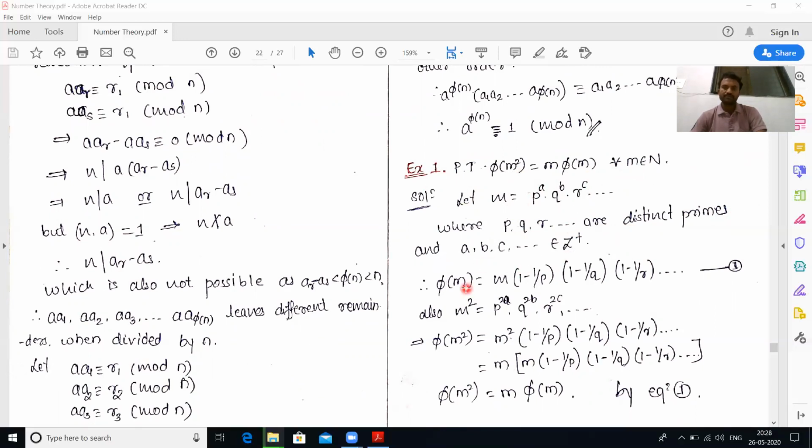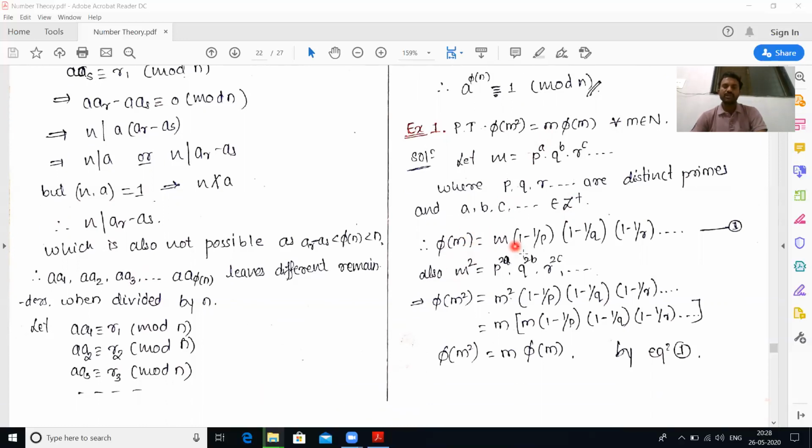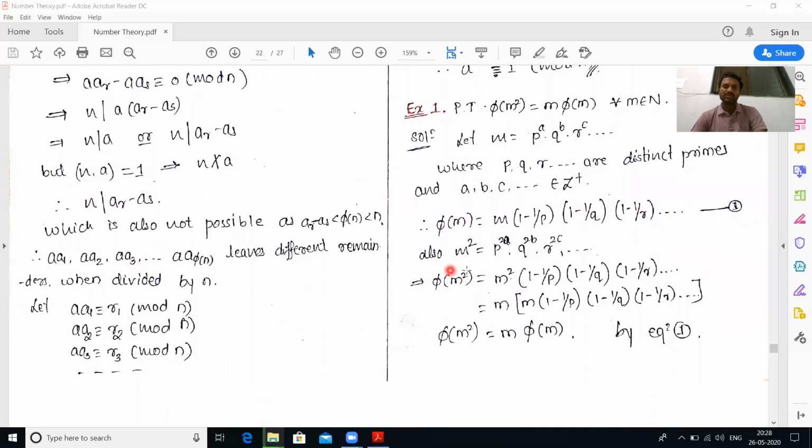Now phi of m, we know how to calculate Euler's phi function. We have calculated already by using the formula of Euler's phi function. We can write phi of m is equal to m into (1 − 1/p) into (1 − 1/q) into (1 − 1/r), and so on. It is not terminated, because here it is not only a product of three terms, it is extended. So that we have taken as equation 1. Also m is equal to p raised to a, q raised to b, r raised to c, and so on.